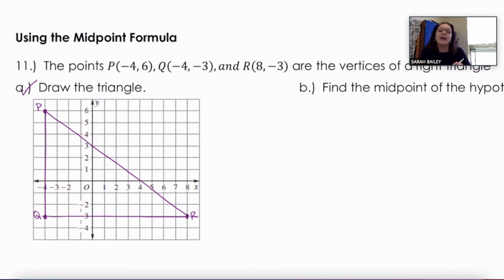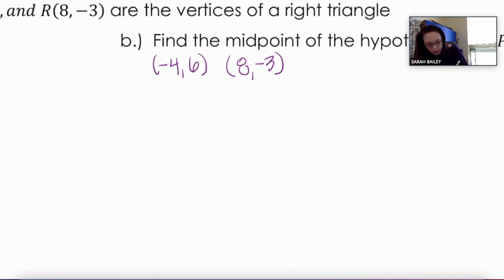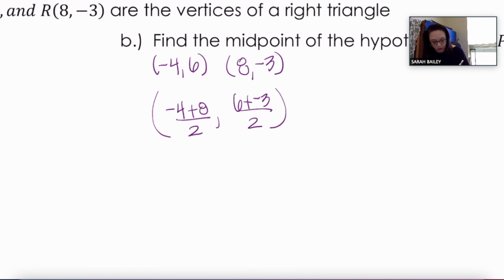So we know line PR would be the hypotenuse, right? So we need to find the midpoint for points P, which is at -4, 6, and R, which is at 8, -3. So we're going to do -4 plus 8 divided by 2, and then 6 plus -3 divided by 2. So that's 4 over 2, and then that's 3 over 2. So 2, 1.5. That would be my midpoint here.